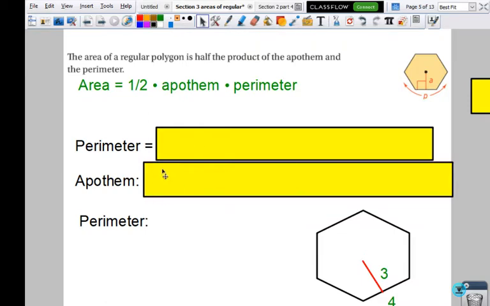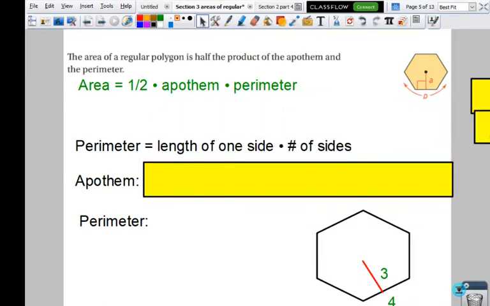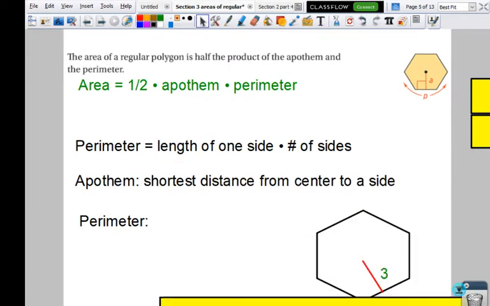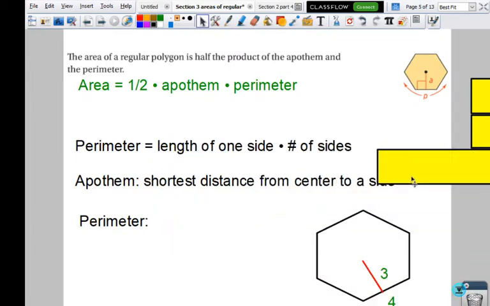Remember, to find perimeter, it's going to be the length of one side times the number of sides. Perimeter is the distance around, but since they're all the same size, just take one side multiplied by the number of sides. And your apothem I already had on there. I'm not sure why I covered that. I guess you can write it again. Your apothem is the shortest distance from the center to a side. And on a lot of mine, I forgot to put a little dot for the center.